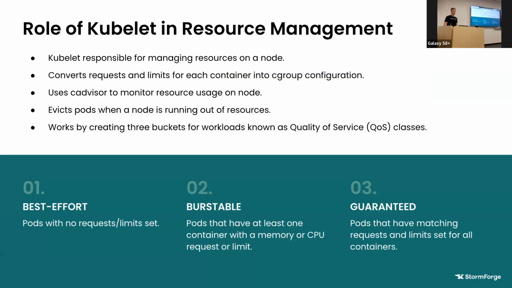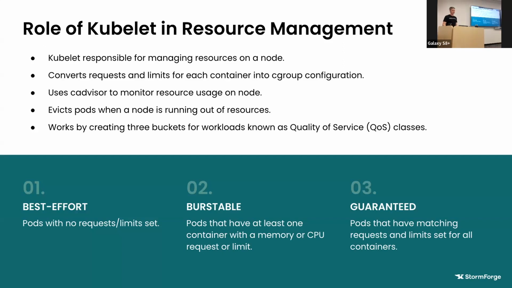So first, the kubelet does a variety of things for resource management. It's the component which converts the configured requests and limits, the Kubernetes concepts, into the underlying Linux configuration for cgroup. It has a component called cAdvisor built into it, which monitors resource usage on the node and exposes that as metrics. That's the source of the data we were looking at before in Prometheus. And then when a node starts to run out of resources, the kubelet is responsible for evicting pods and trying to clear up those resources within certain guidelines.